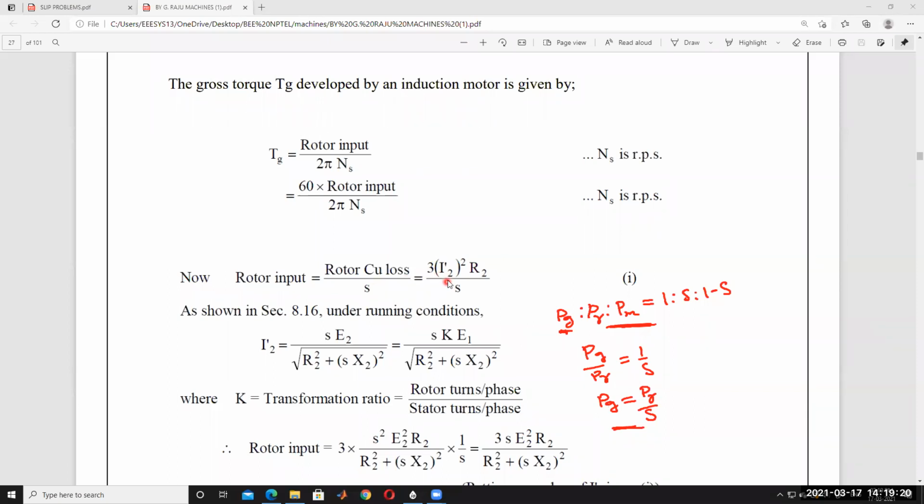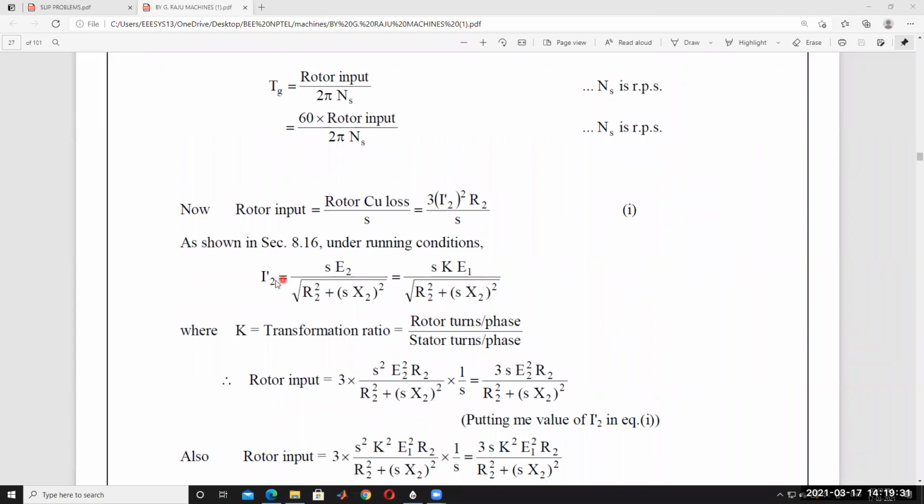Rotor copper loss is equal to 3 I2 square into R2, so rotor input is 3 I2 square R2 by slip. We'll get this relation like this. Am I right or not? And then current I2 dash is called the rotor current under running condition. The rotor current I2 dash is equal to V by Z, rotor voltage by rotor impedance. S E2 is the voltage across the rotor, the induced voltage in the rotor, slip times E2, divided by Z, which is the square root of R2 square plus (S X2) square.